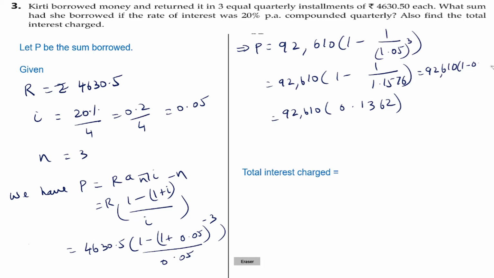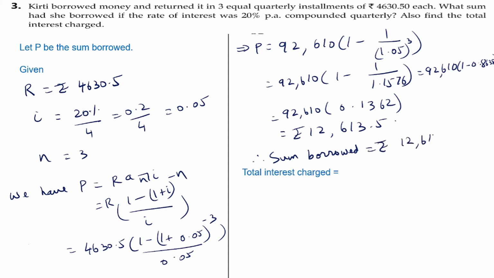So when we simplify, we get it as rupees 12,613.5. Therefore, sum borrowed is equal to rupees 12,613.5. Next, we have to find the total interest charged.